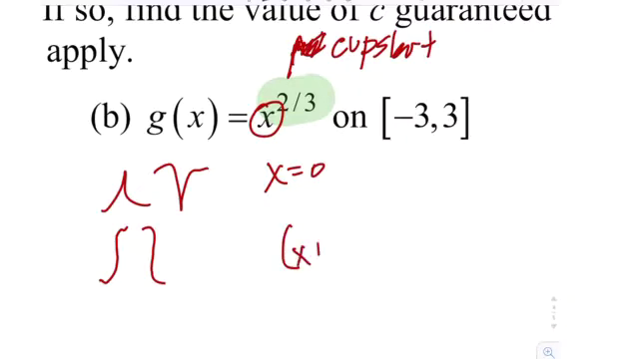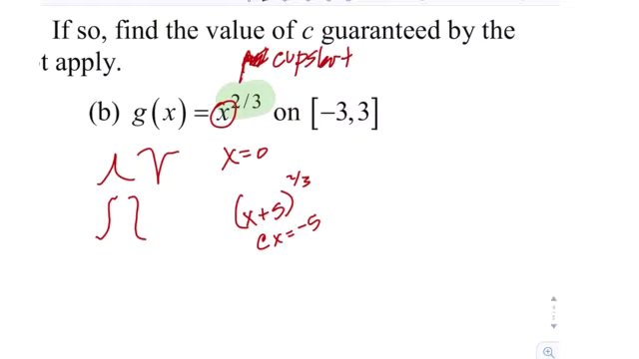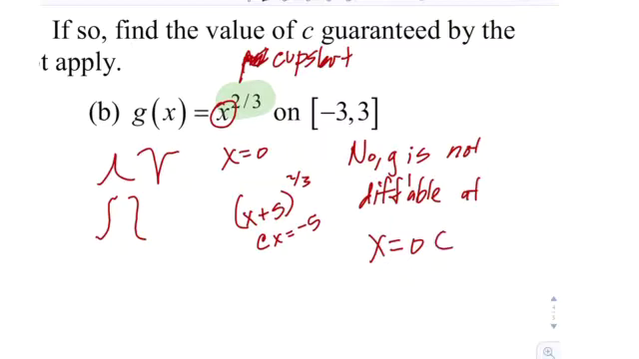If the base again were like (x plus 5) to the 2/3, now there would be a cusp at what? x equals -5, and so on and so forth. The root is the value that you plug into the base that gives you a 0. So at x equals 0, is it continuous there? Yeah, it is, but it's not differentiable. So no, g is not differentiable at x equals 0, which is on the what interval?